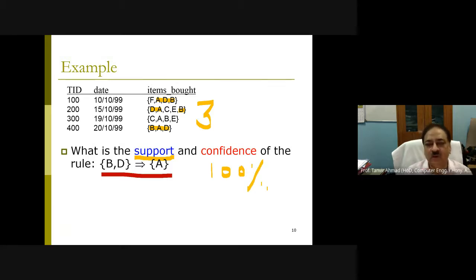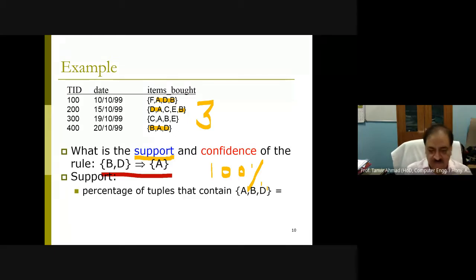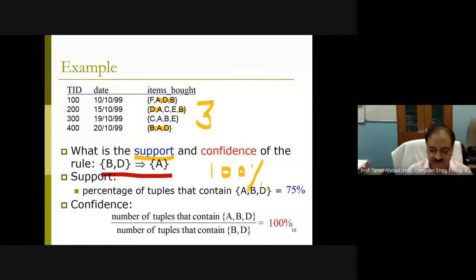This is how you are going to calculate the support and the confidence of any particular rule which you find from the database, and try to analyze whether it is an interesting rule. Now, this is the formula which we applied, and it came to 100%, which we have already discussed.